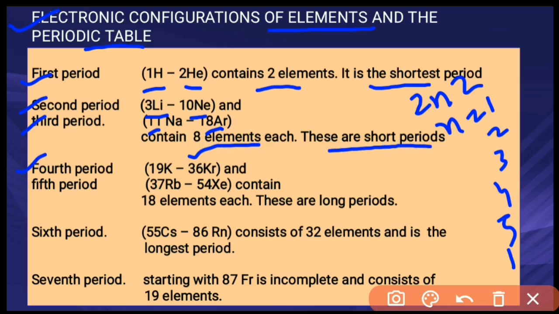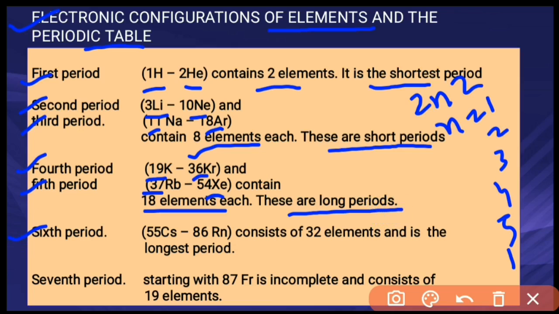The fourth period starts from potassium atomic number 19 to krypton atomic number 36, and the fifth period, rubidium atomic number 37 to xenon atomic number 54, contains 18 elements in each period. So these are the long periods of the modern periodic table.